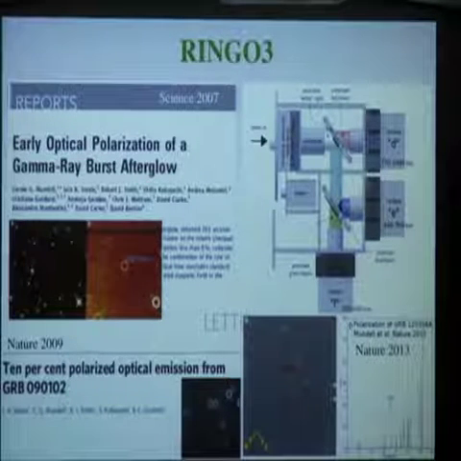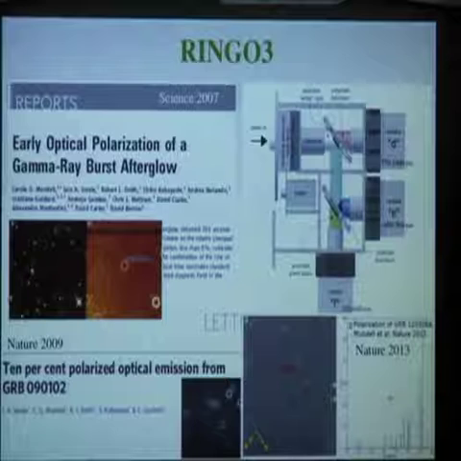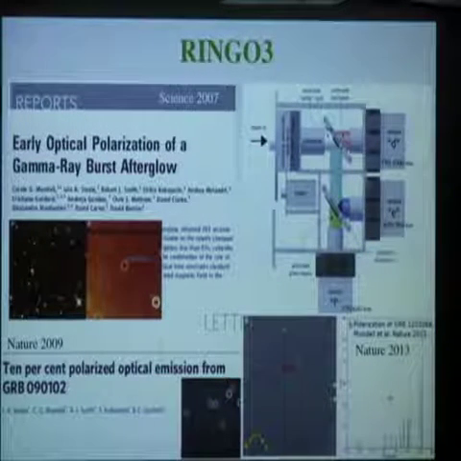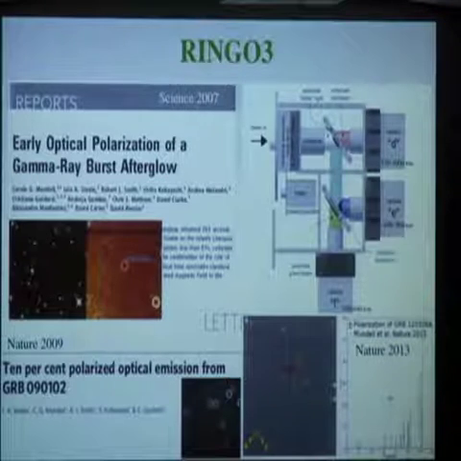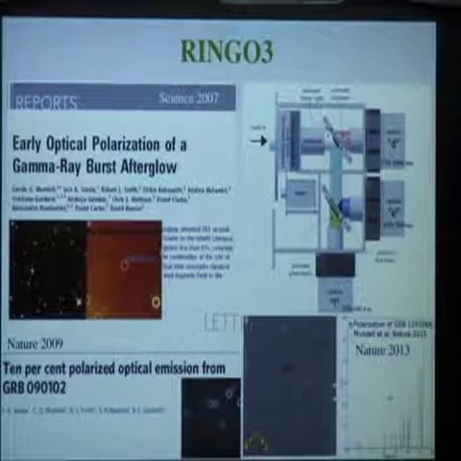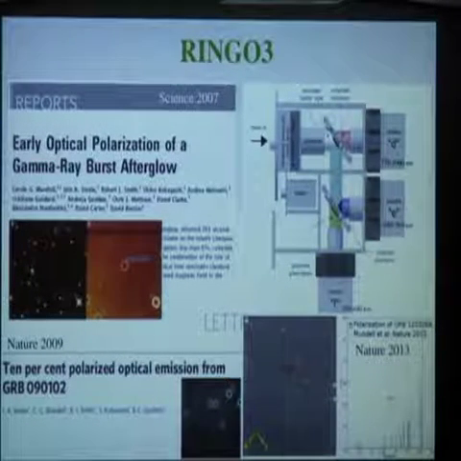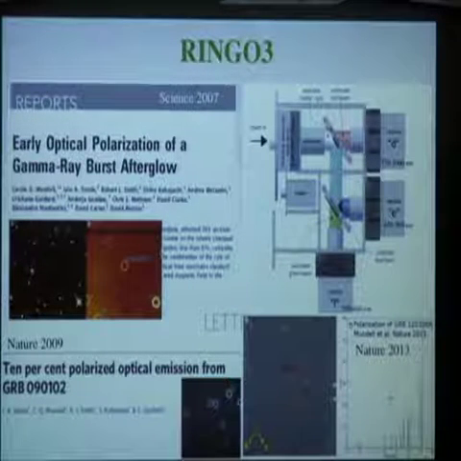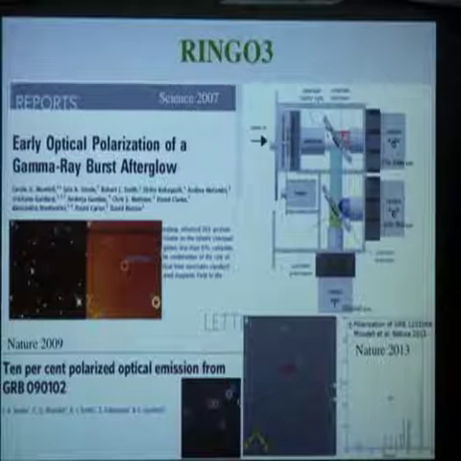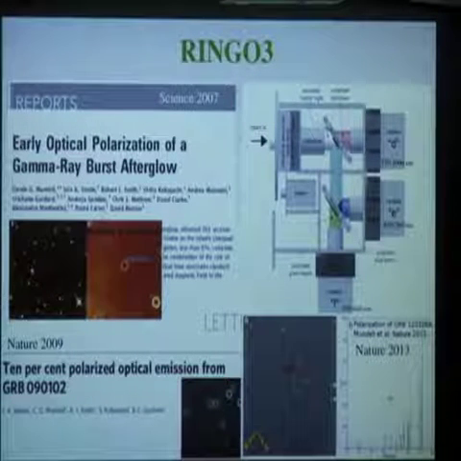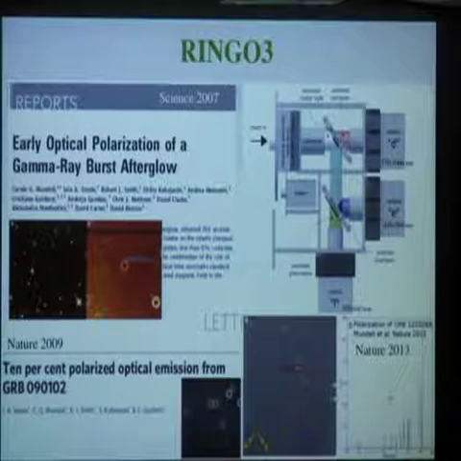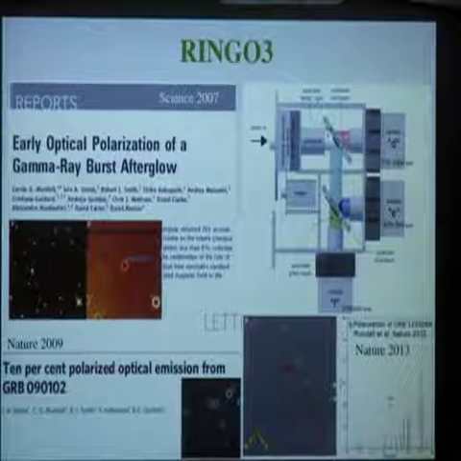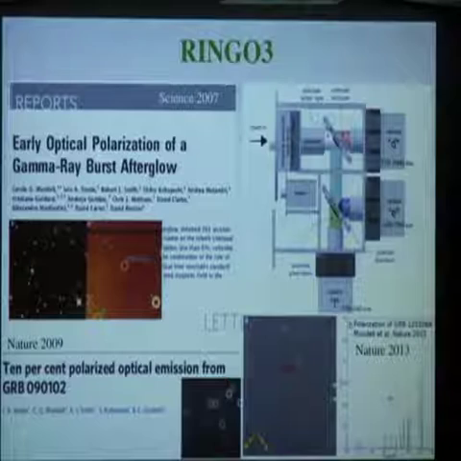Ringo is the instrument, the polarimeter. It is at the focus of the Liverpool telescope. It is optical polarization, we are talking about optical. It is at La Palma. And they are working on the study of gamma ray polarization, but there are some issues with the instrumentation. It's very difficult to measure the polarization at that energy.